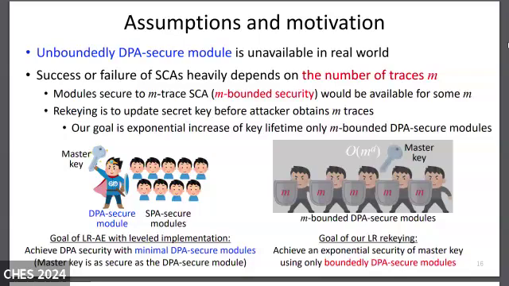Again, an unbounded DPA secure module is unavailable in practice. Recall that success or failure of SCA heavily depends on the number of traces. This means a module is secure against SCA with up to M traces. I mean, such a bounded secure module would be available for some M in the real world. So here our goal is to realize leaking such that, by updating the temporal key, the attacker cannot obtain M traces for a fixed key, and it should be realized with only M-bounded DPA secure modules.